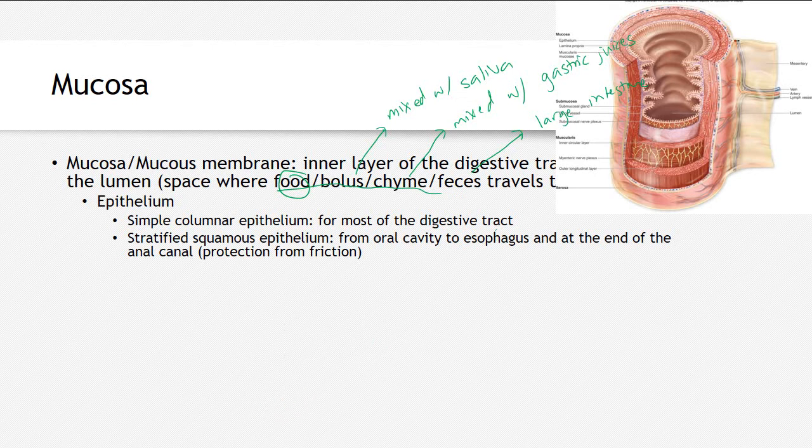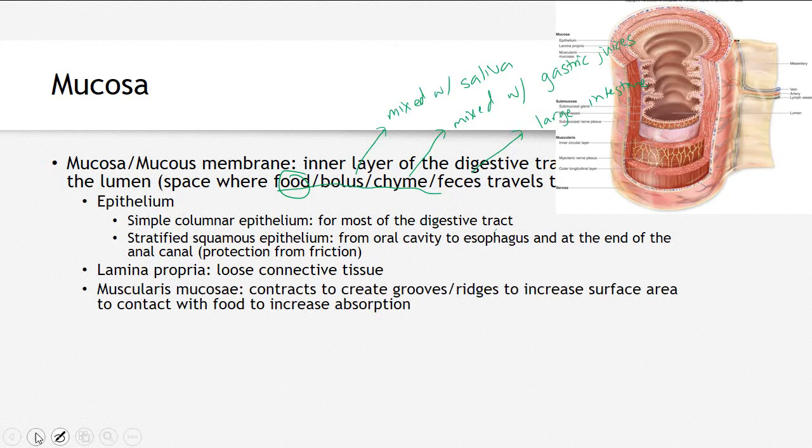Good. All right, so let's go on with the lamina propria. The lamina propria is loose connective tissue, and that loose connective tissue will have a lot of structures within it. And underneath that, we have the muscularis mucosae. The muscularis mucosae have grooves and ridges that increase the surface area for more contact with the food. And so that's all part of the mucosa.